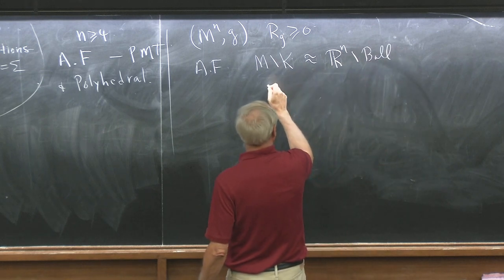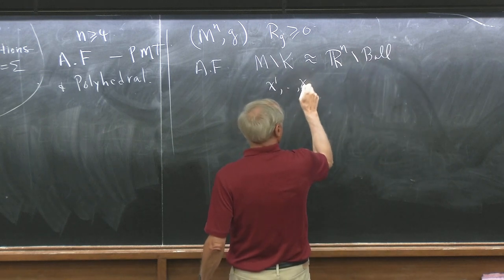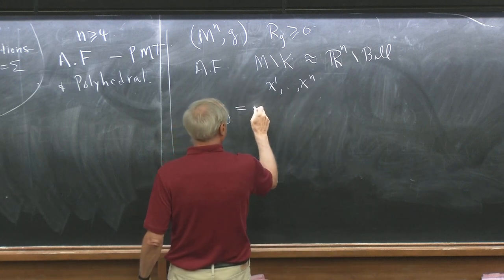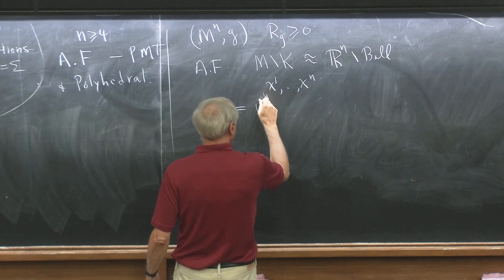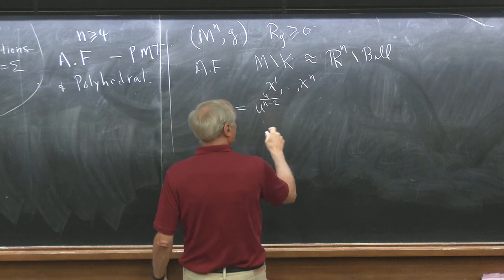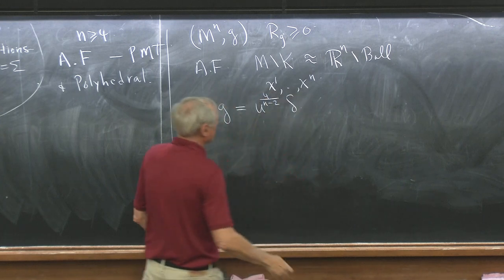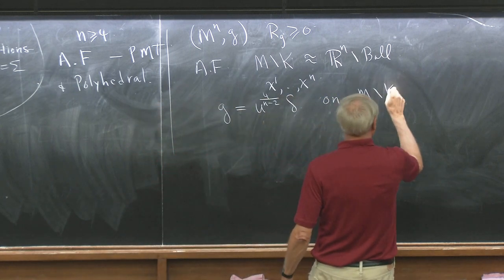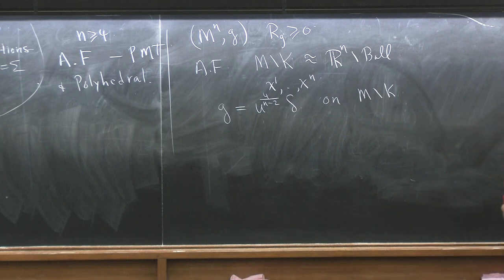And we can choose coordinates x1 up to xn. And I'm going to demand that the metric near infinity be u to the conformal factor, and it's convenient to write it in this form, times delta, the Euclidean metric. This is on M minus some large compact set. So I'll assume again that the metric near infinity is conformally flat. And then the same set of ideas we talked about in the three-dimensional case works similarly.